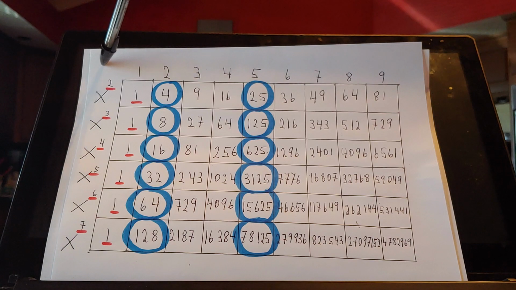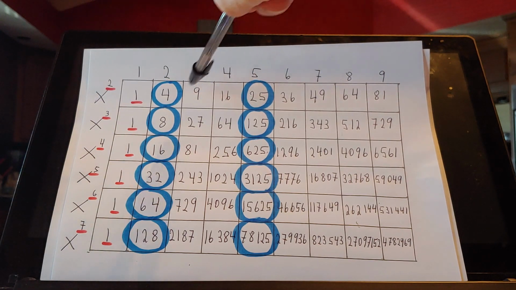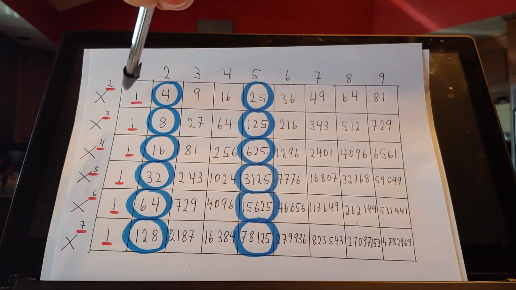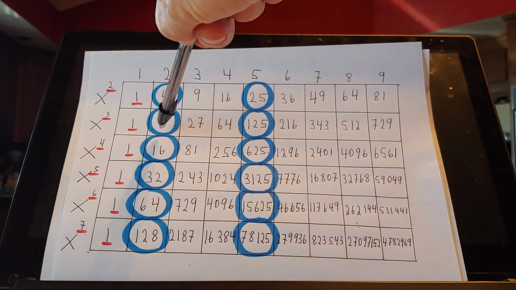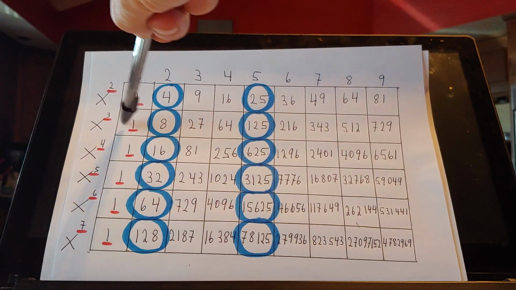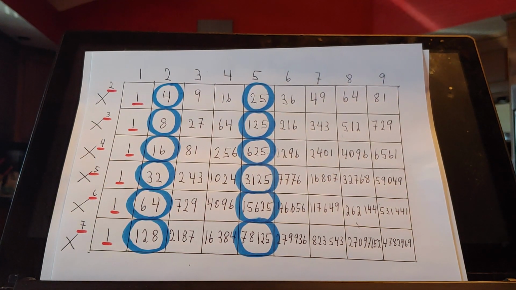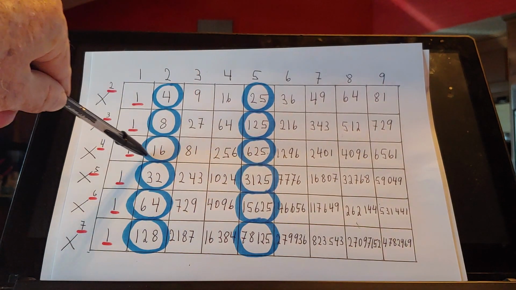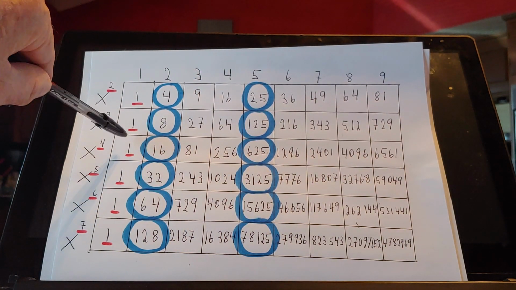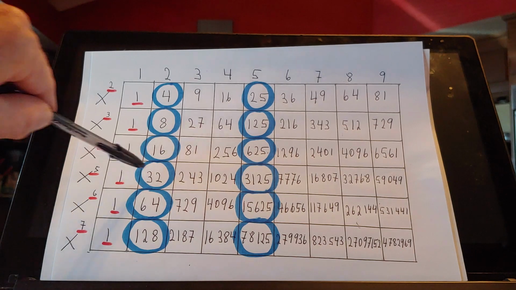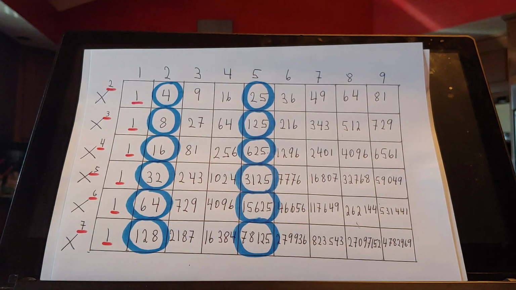So let's say 2 times 5 is 10. That's a 1 with 1 zero. Well, if that's true, then 4 times 25 has to be a 1 with 2 zeros. And 8 times 125 has to be a 1 with 3 zeros. And 16 times 625 also must be a 1 with 4 zeros. And 32 times 3125 will be a 1 with 5 zeros. And that's the way that's going to work. And it will go on and on and on. Okay.